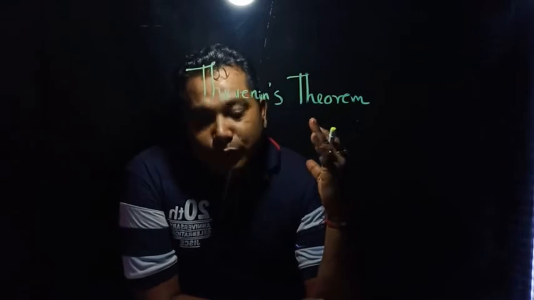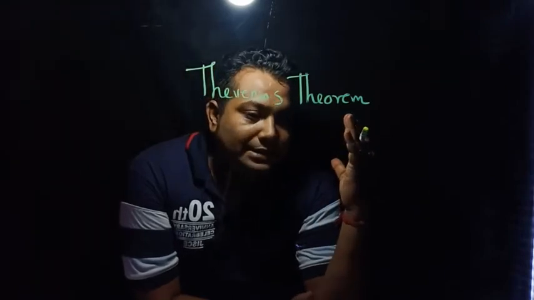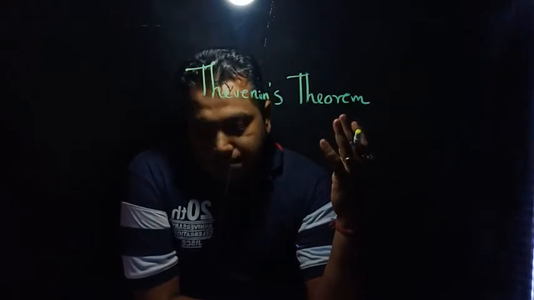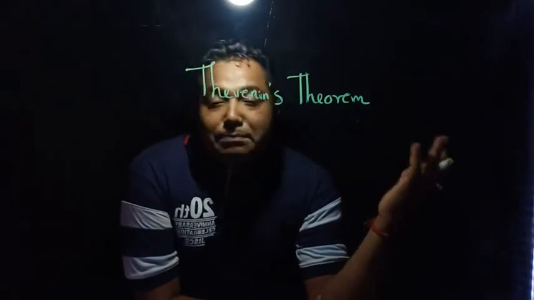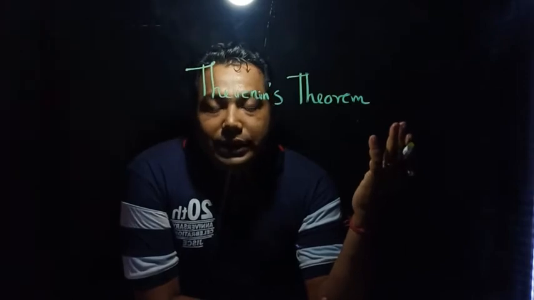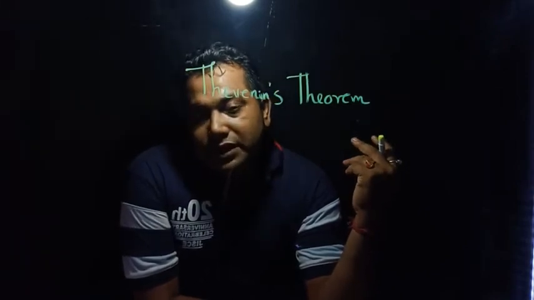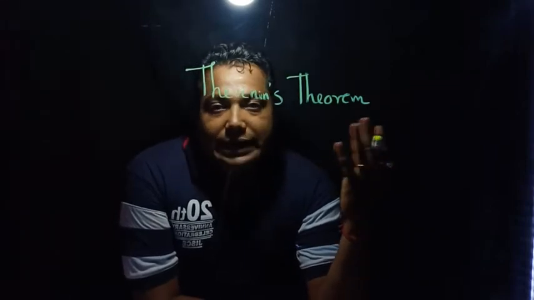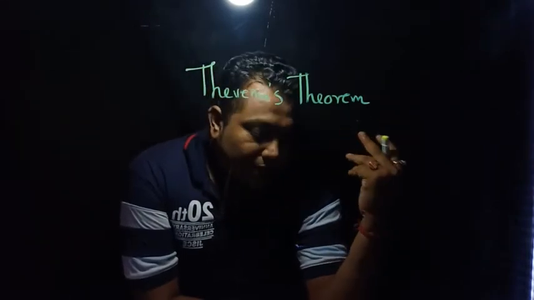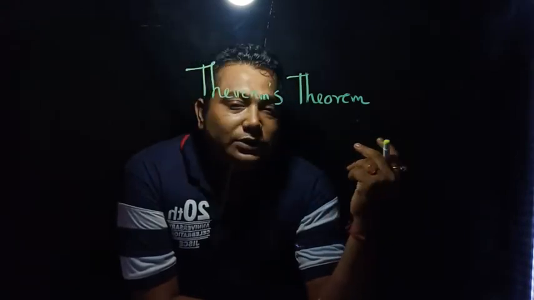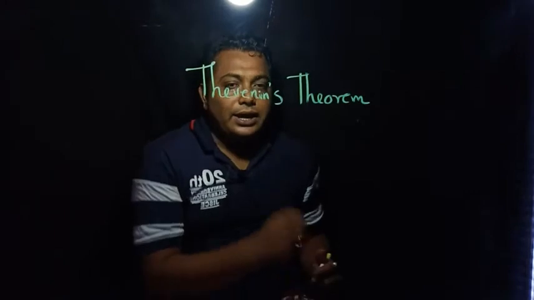That means whenever we have a complex or bigger circuit and we want to find out the current passing through any particular branch, we can apply this theorem, Thevenin's theorem, by which we can directly find the value of the current and voltage through a particular branch. Okay, so this is the theorem.